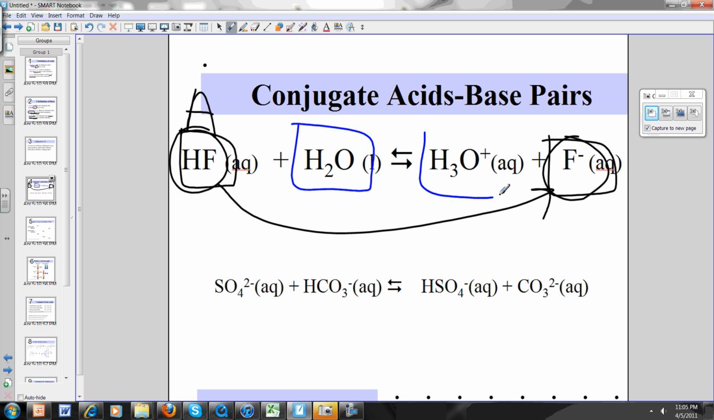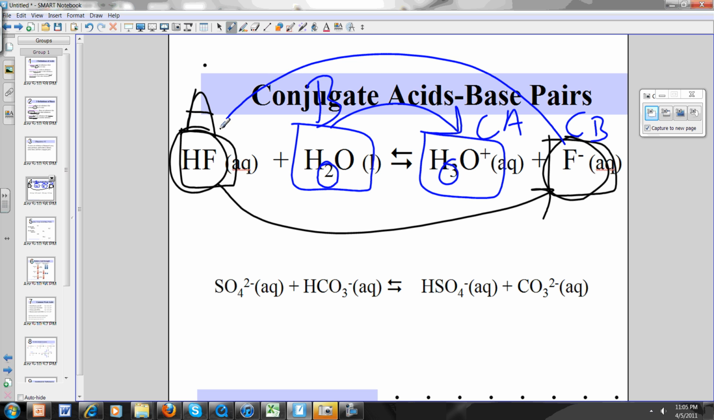We look at H2O. From the left to the right, what's the difference? It's either going to gain an H or lose an H. Notice how there are two H's here and three H's there. It gains an H, so that makes it a Bronsted-Lowry base, because it accepts an H+. Going back the other way, that would be the conjugate acid. This would be the conjugate base, because the reverse reaction gains an H+.